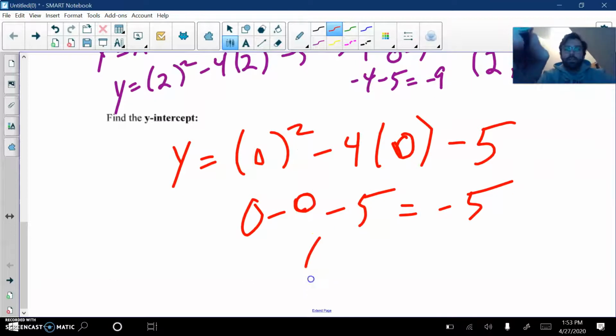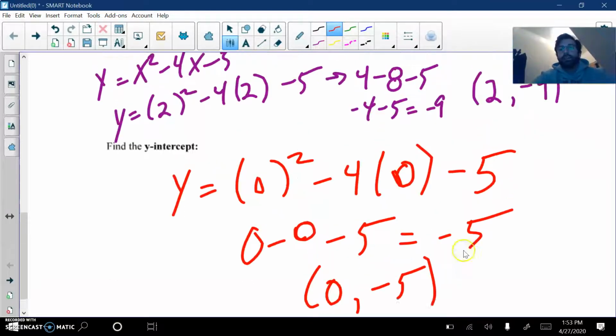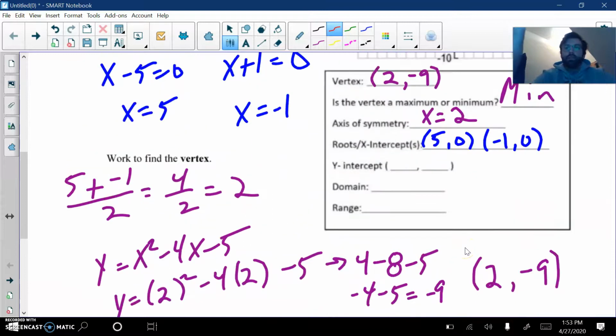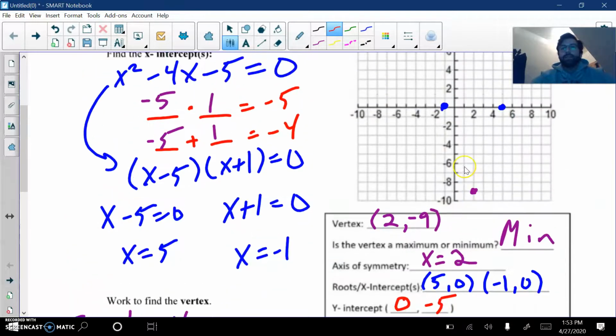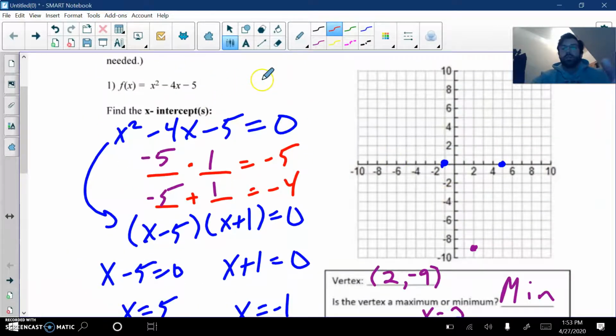Again, my input was 0 and my output was negative 5. So that's my ordered pair: 0 was my input, my output is negative 5. Some of you may recognize, hey, it's just our c term. Yes, our y-intercept will be our c term. There's (0, negative 5). So I'm going to go ahead and connect my points here. All right, we look to have somewhat of a parabola.